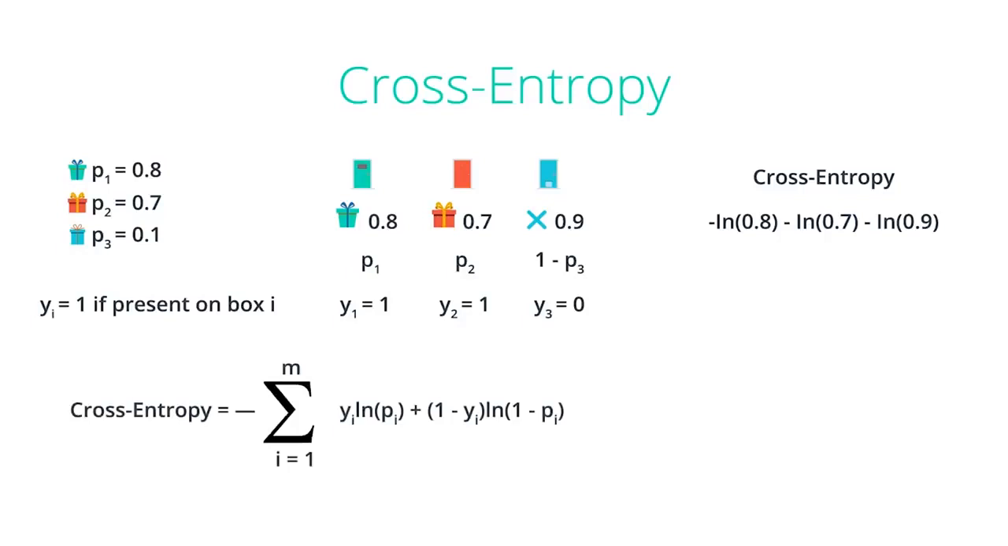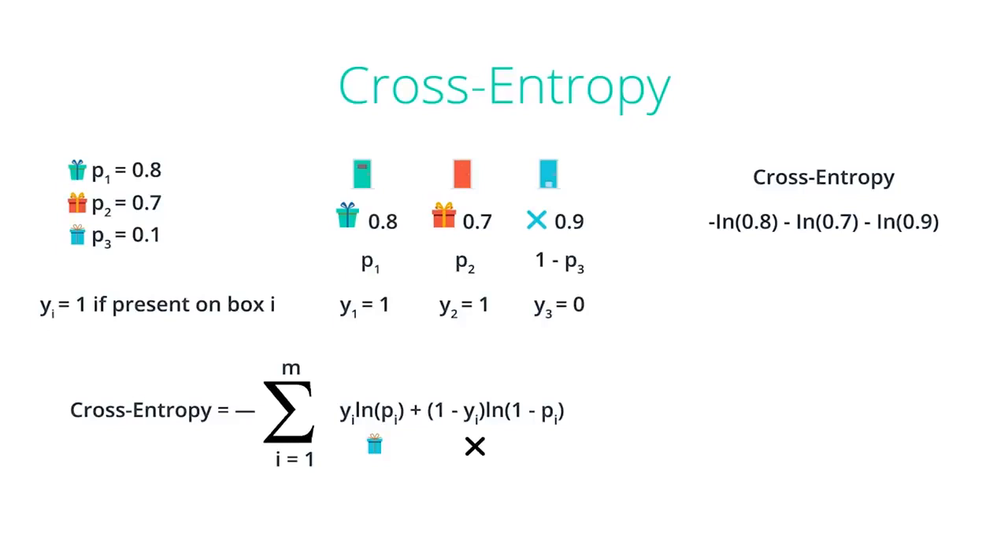Now let's look at the formula inside the summation. Notice that if there is a present behind the ith door, then yi equals 1. So the first term is logarithm of pi, and the second term is 0. Likewise, if there is no present behind the ith door, then yi is 0. So this first term is 0, and this term is precisely logarithm of 1 minus pi. Therefore, this formula really encompasses the sums of the negatives of the logarithms, which is precisely the cross-entropy.